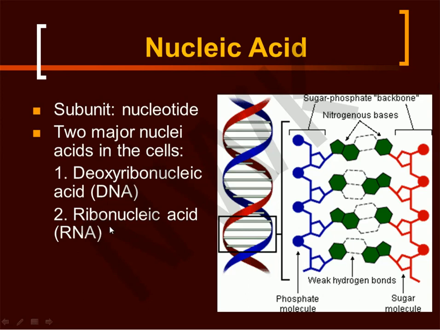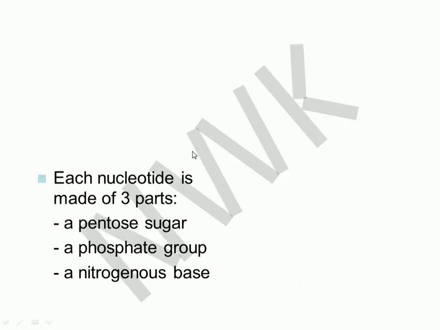So both DNA and RNA belong to the macromolecule nucleic acid, and both DNA and RNA are polymers formed by monomers, or subunits, called nucleotides. What does the nucleotide look like? Each nucleotide consists of three components: a pentose sugar, or we can call it a 5-carbon sugar, a phosphate group, and also a nitrogenous base. This is the structure of a nucleotide.